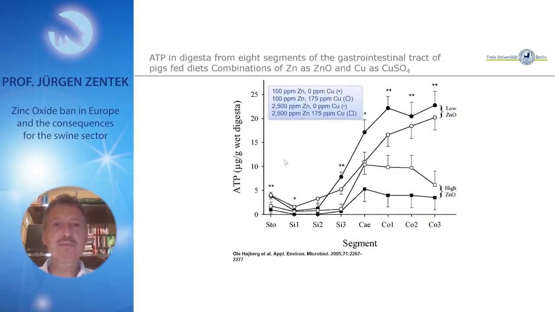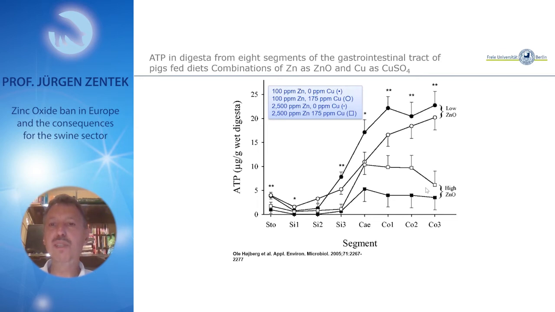Yeah, and it's not just the composition of the microbiota in the gut, it's also the metabolic activity. So in this study, which was published by Ole Heuberg years ago, it's very interesting. They measured in this study ATP as a marker of bacterial activity, metabolism in the gut, and they had different treatments with low or with high zinc oxide.